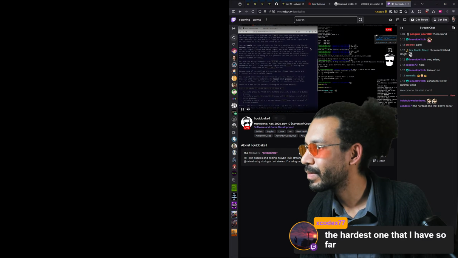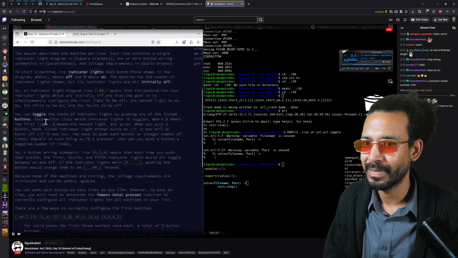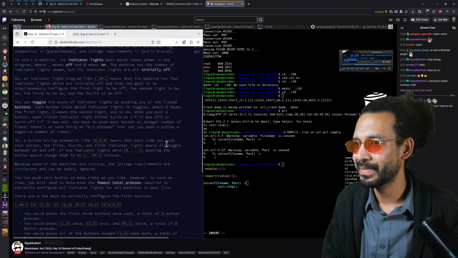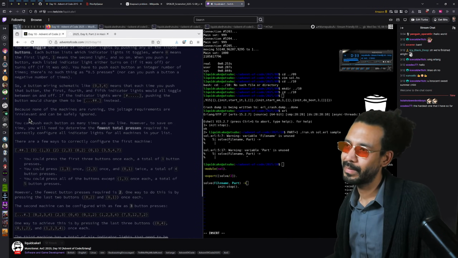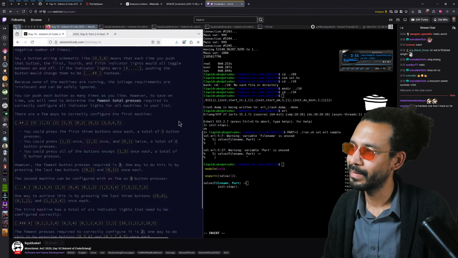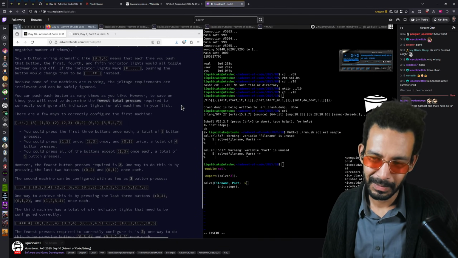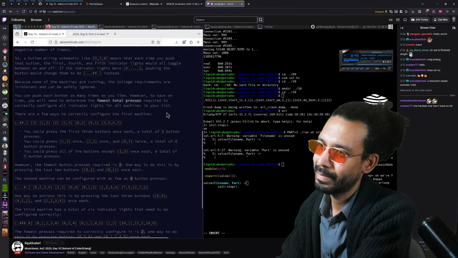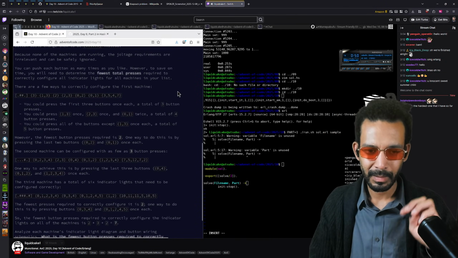Okay. Oh, so these buttons are wired to lights, I guess. 034 means you toggle the first, fourth, and fifth. Yeah, okay, fine. Because none of the machines are running, the joltage requirements are irrelevant. I see, that's part 2. You can push each button as many times as you like. However, to save on time, you need to determine the fewest total presses required to correctly configure all indicator lights for all machines in the list.